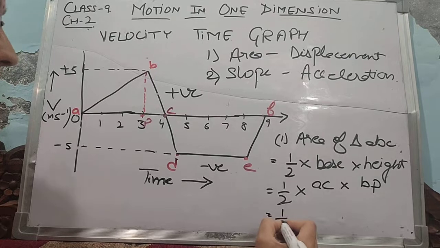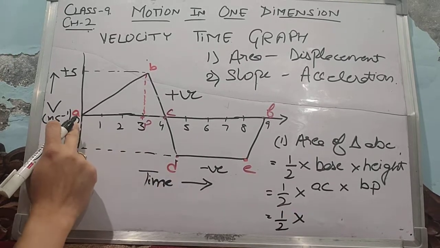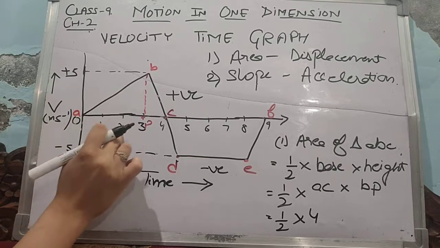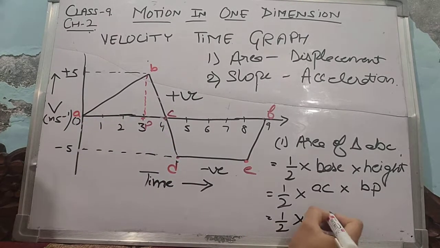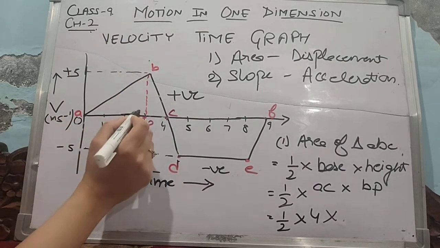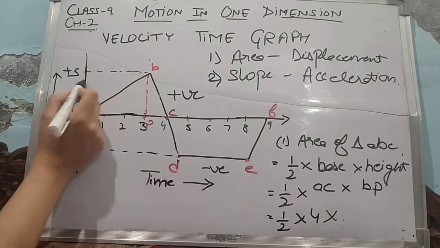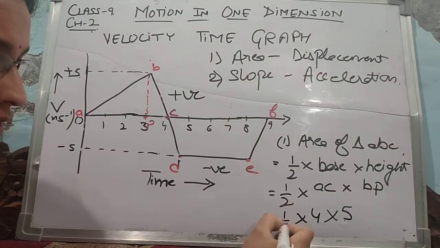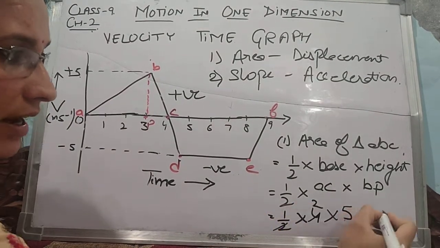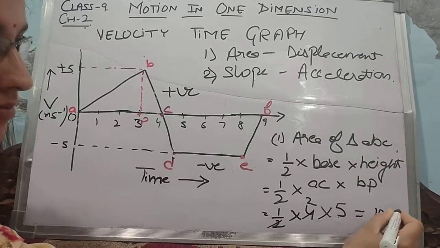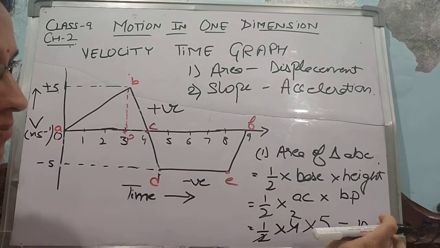I'll put the values. It will be half into value of AC is 4. You can see the gapping here: 1, 2, 3, 4. And value of BP. What is the height above time axis? It is BP, and BP corresponds to plus 5. So I'll write here 5. So area of triangle comes out to be 10 meter square, or simply 10 meter.